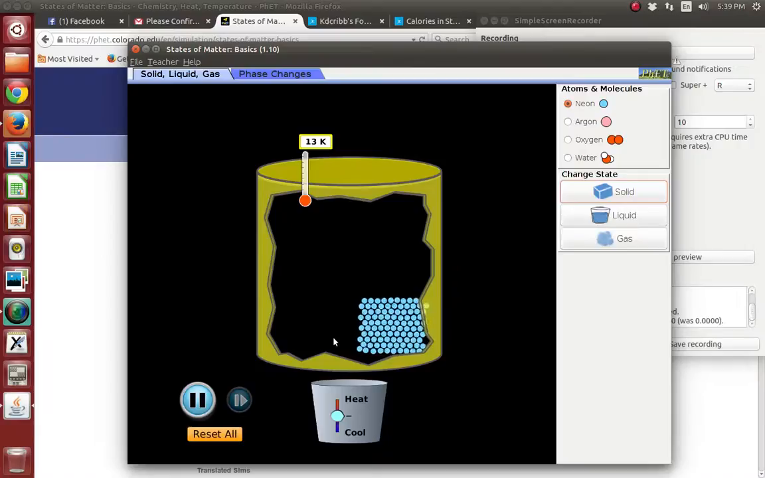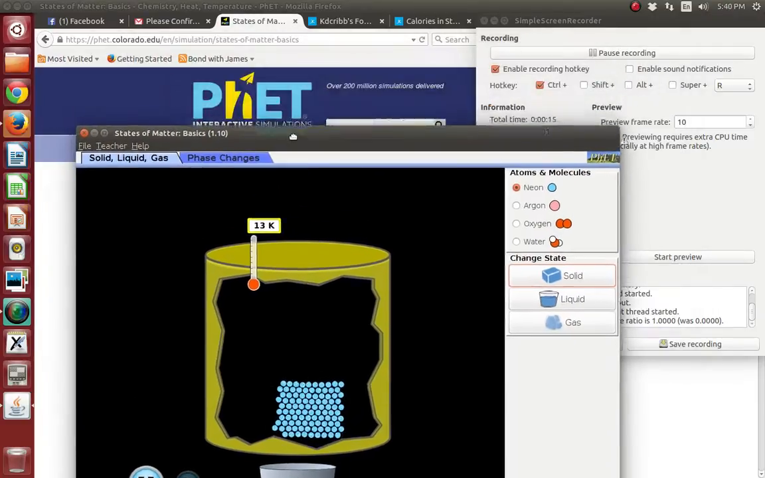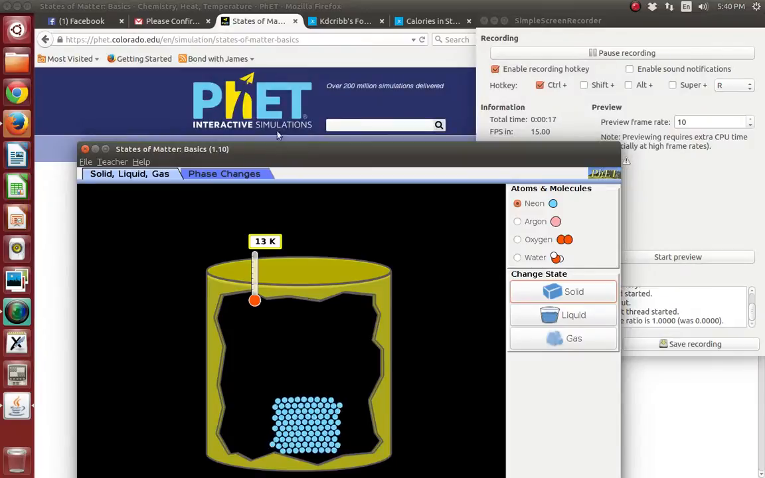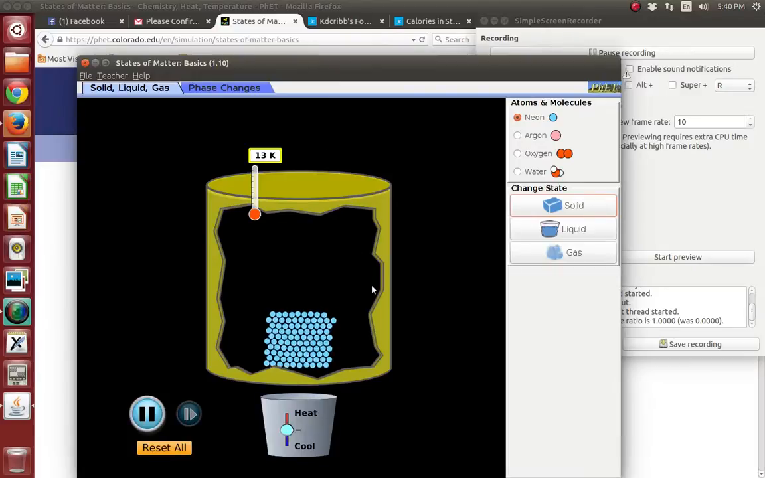Okay, class, this is the quick simulation about the kinetic molecular theory. What we have here, I want you to notice, is a simulation from the PhET, P-H-E-T, which you can log on to yourself. In fact, if I can move this down, there it is, P-H-E-T. You could log on as a student and get an account and do some of these simulations.